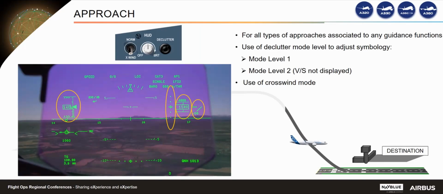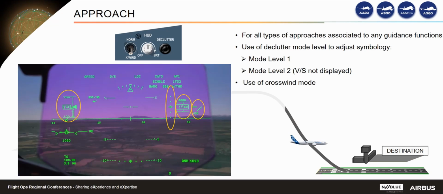Here is a view of the crosswind mode. In this mode, the speed scale, the altitude scale, the vertical speed and the vertical deviation scale have been moved above the horizon, and the size of the speed and altitude scales is reduced significantly. Declutter and crosswind display modes can also be combined. Notice that the crosswind selection has no further effect on the declutter mode level 2.